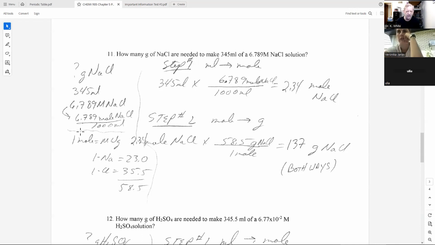6.789 moles of sodium chloride per 1,000 milliliters. Now, here I have three significant figures. Ooh, I got 1, 2, 3, 4 significant figures. Remember, the 1,000 is an exact number.